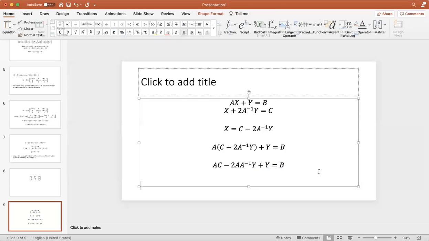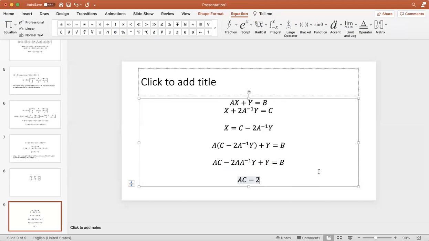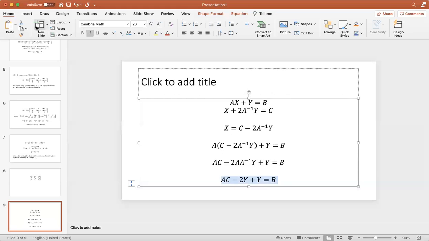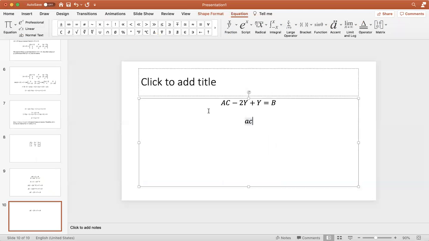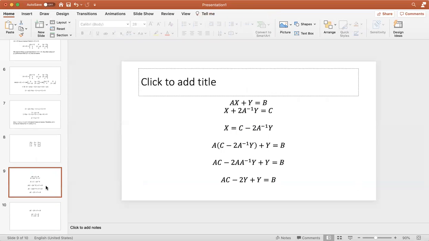So you're left with AC minus 2Y plus Y equals B, right? And since this is a scalar operation, this converts to AC minus Y equals B. And therefore, Y is equal to AC minus B. That's correct. Now, I'm going to plug this back into our expression for X.